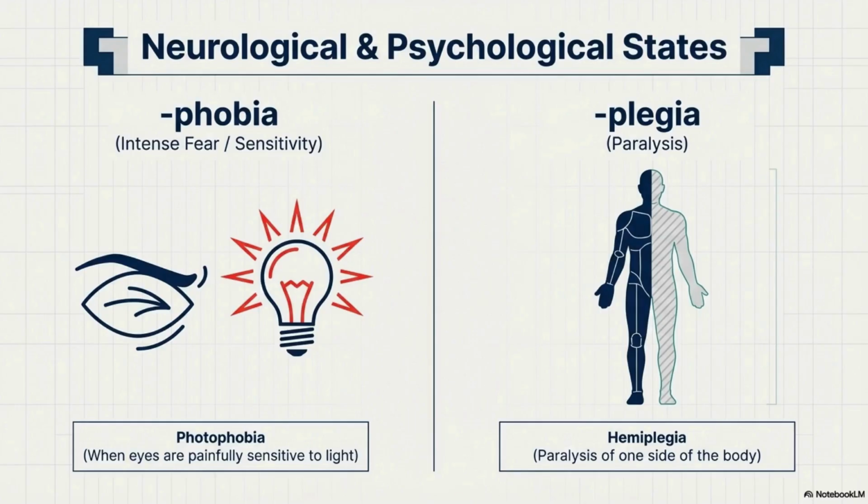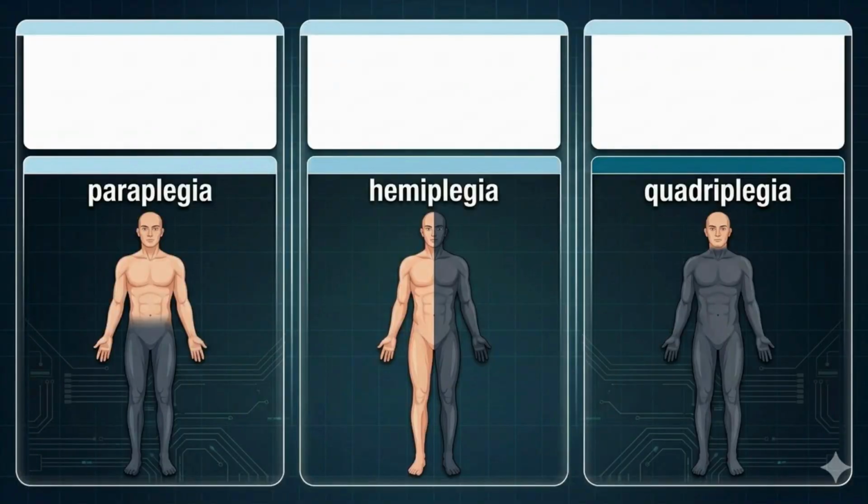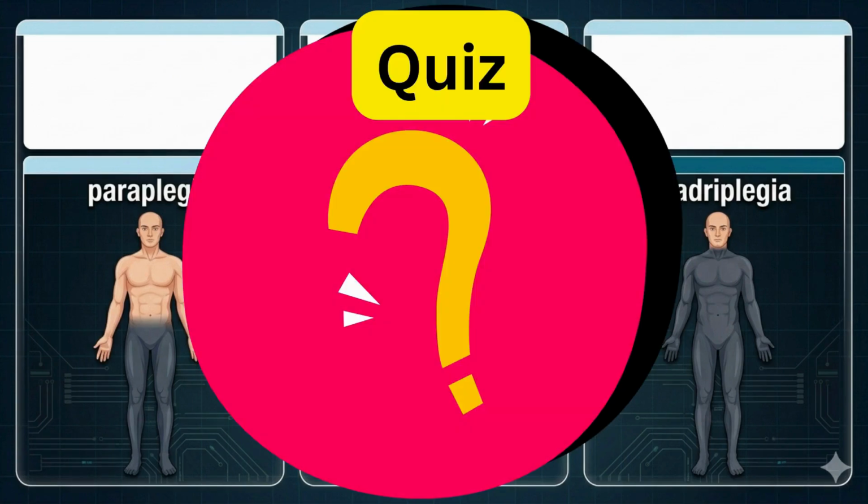And then we have the last suffix for today, plegia, which means paralysis. Hemiplegia means paralysis of one vertical side of the body from head to toe. Paraplegia, paralysis of both lower limbs. Para means next to or beside. Quadriplegia, paralysis of all four limbs. Quad means four. And now for the quiz.